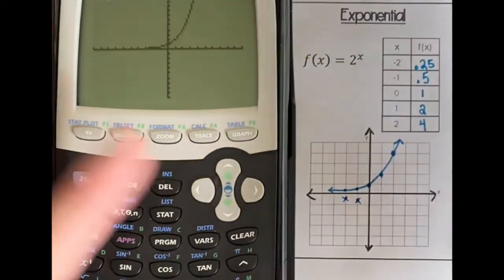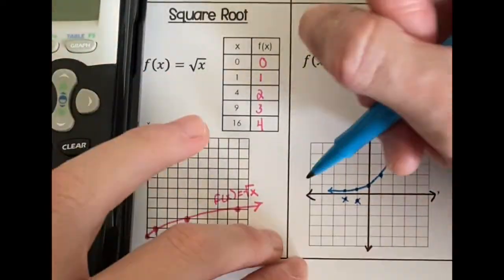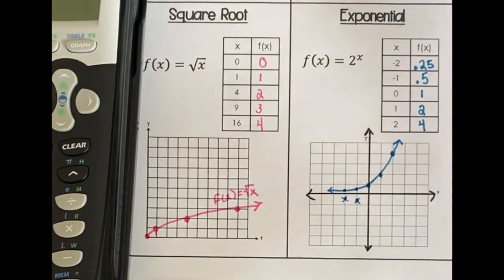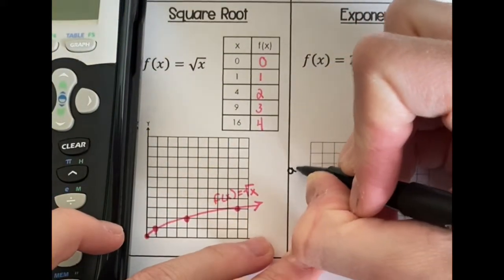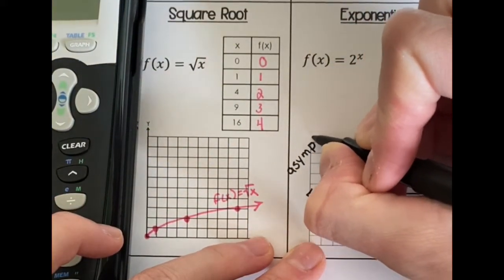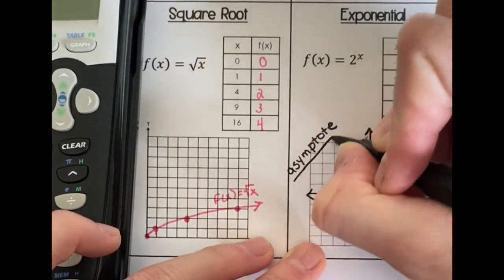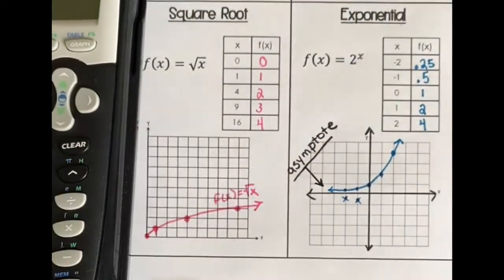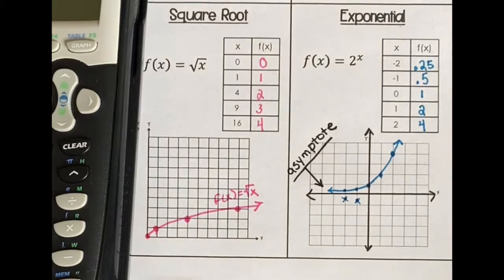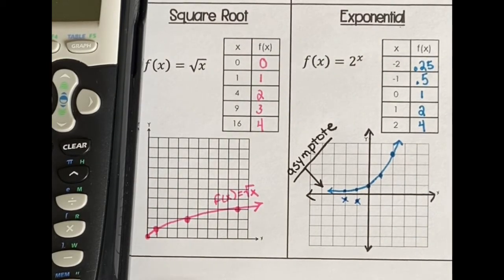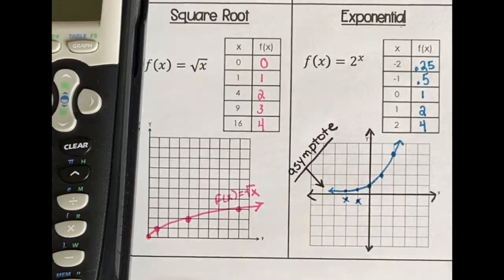So what we call that there is an asymptote. So that is an asymptote. It gets closer and closer and closer to something, but it never actually hits that value. So it gets closer and closer and closer to x, but it never actually hits that value of x. So that's an exponential function.